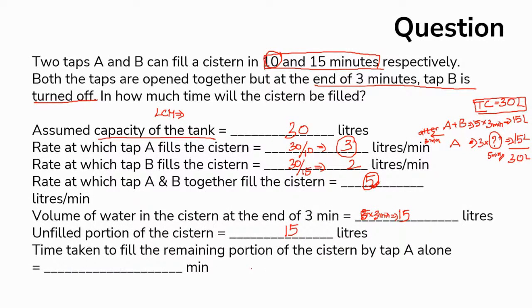So the time taken, as we have already mentioned, in the previous case it will be the total capacity, but here it is the remaining capacity out of the rate per minute. So in that case it is 15 divided by 3, and you will get 5 minutes. Yeah, so that will be your answer. That is how you'll be calculating this.